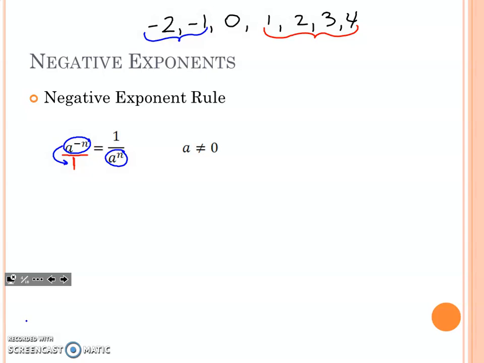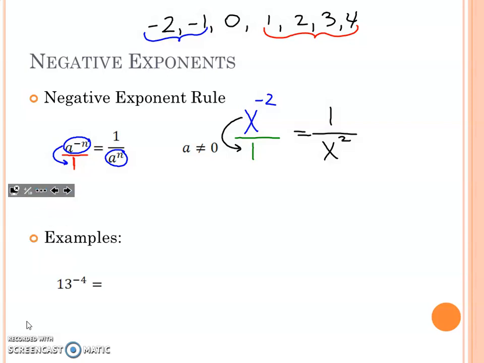So if I have an x to the negative 2 power, that's really over 1. And that negative is going to move it down to the bottom. It's going to become a 1 over x squared. So it moves to the bottom and it makes that exponent positive. Got a couple examples down below that we can look at. 13 to the negative 4th power. If I'm doing 13 to the negative 4, it's over 1. That negative means that I need to move it to the bottom. So that becomes 1 over 13 to the 4th power.